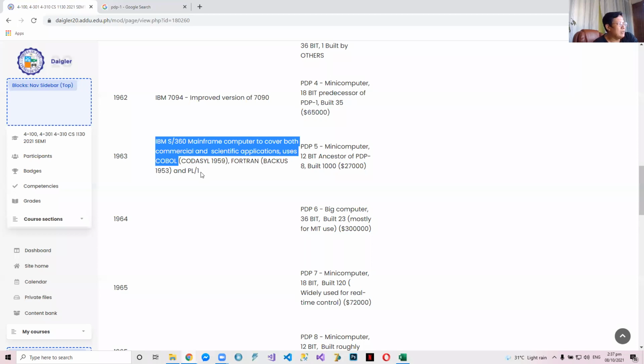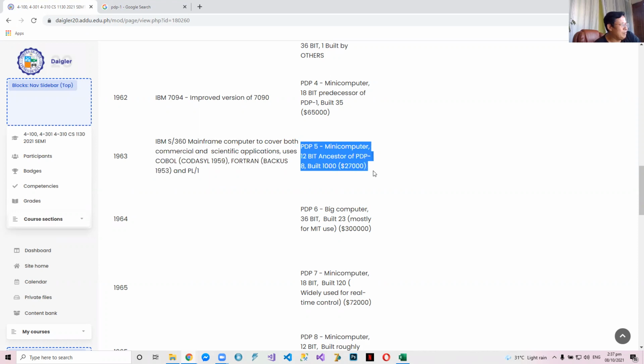these are already, I think, these are IC based, no? Kasi ito transistor based pa ito. By 1965, the ICs came, no? So mini computer IC na ito, no? IC based, no? The IBM S360 is the first mainframe that runs COBOL, a common business oriented language, a language used for writing database programs, and PL1. PDP-5 was released, a 12-bit ancestor of the PDP-8.